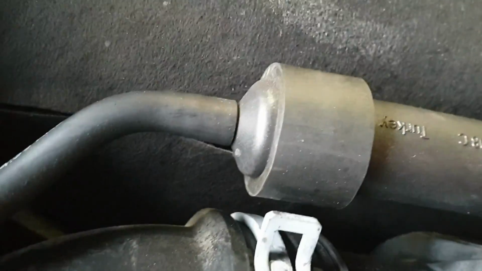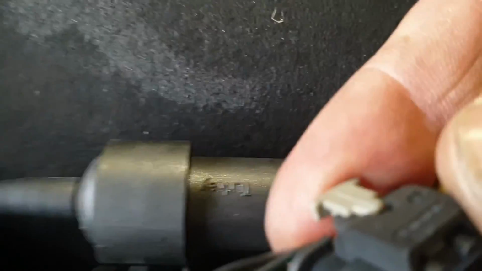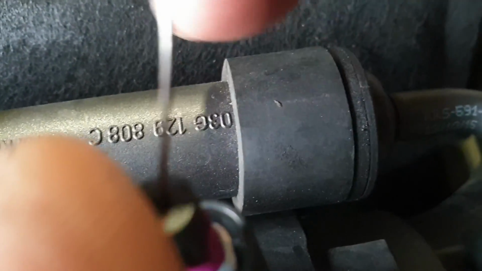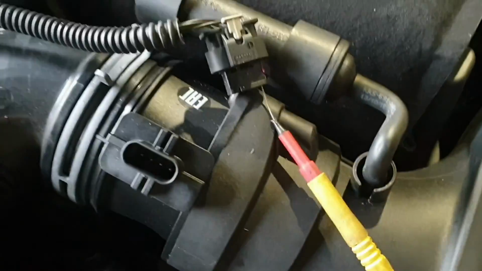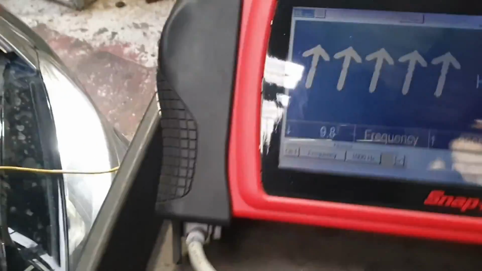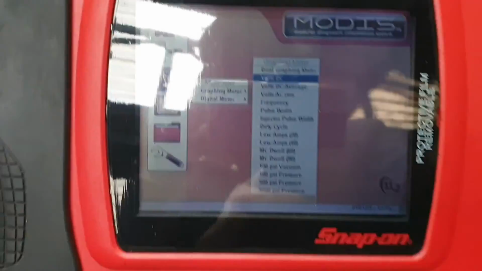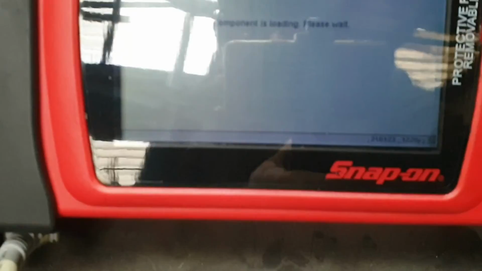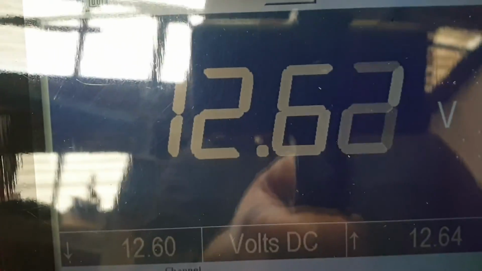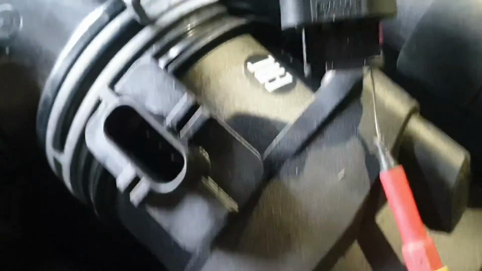So ignition is on now, and I'm going to backprobe this one. Actually, I do not need to backprobe this one, so I'm going to check it here. This is pin number 1, and I'm going to measure volts DC. As you can see, it's battery voltage or source voltage, 12.61. So it's pin number 1 at the connector. Now I'm going to check pin number 2.